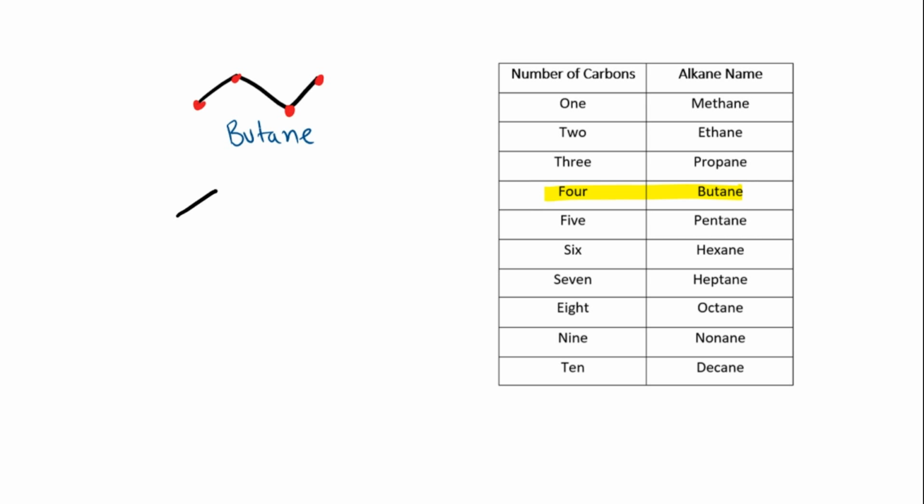Similarly, if you have an alkane like this, you name it the exact same way. Count the number of carbons. 1, 2, 3, 4, 5, 6 carbons. 6 carbons give you hexane.